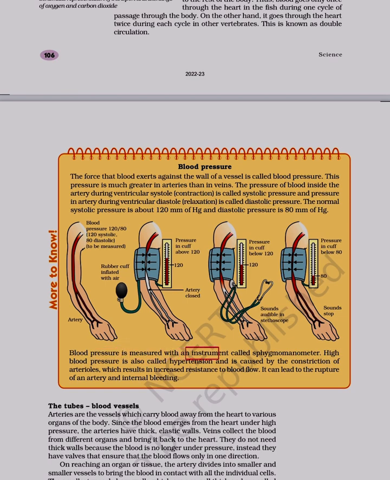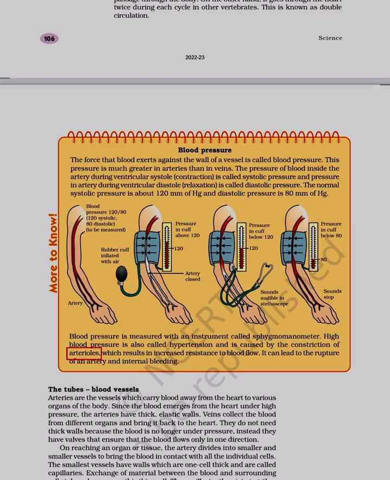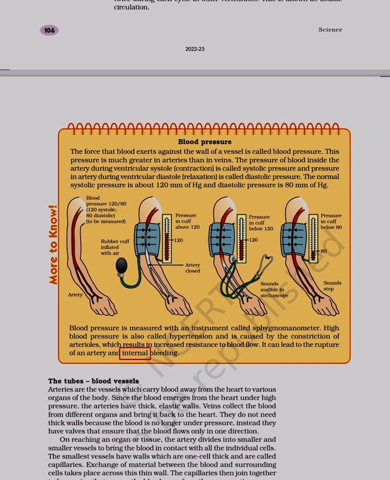Blood pressure is measured with an instrument called sphygmomanometer. High blood pressure is also called hypertension and is caused by the constriction of arterioles, which results in increased resistance to blood flow. It can lead to the rupture of an artery and internal bleeding.